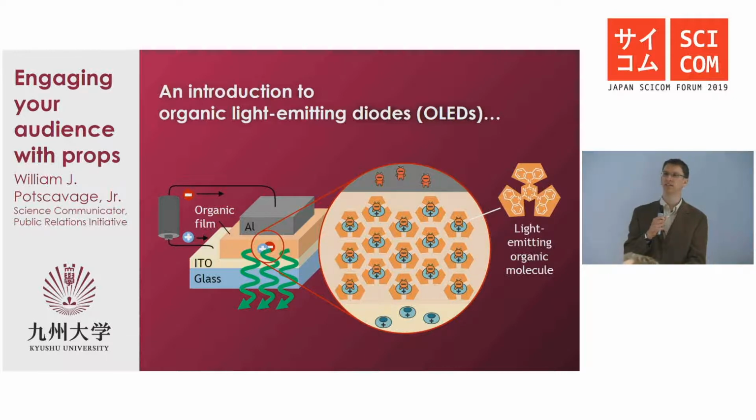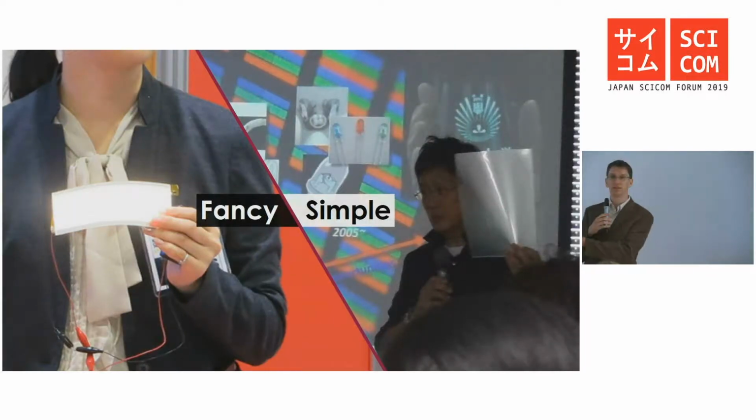So in regards to spoken science communication, I want to talk a little bit about engaging your audience with props. When people come and visit our lab, we're doing organic electronics, so I want to talk about how an organic light-emitting diode works. For college-level students, we might get to this level where we have this mechanism, this is how electrons come in and light's made. But before we get there, we have to make the topic a little more approachable and get some examples out there. So one thing we like to do is use fancy or simple examples.